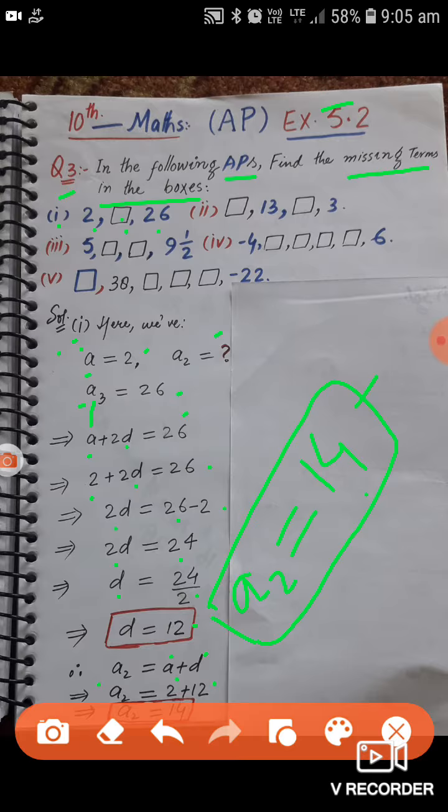Now this way, similarly we can solve the second part of the question. Here the first term is missing, then second term is given, that is 13, third term is missing, then fourth term is given. So we have first term missing and third term missing, and second and fourth terms are given. So how will you solve such a problem wherein you have first term not given, and the rest of the terms are given?